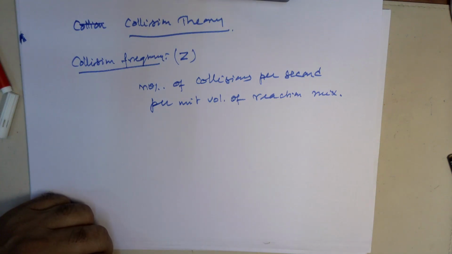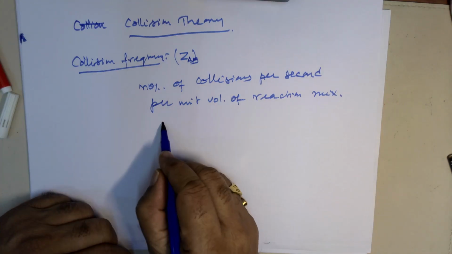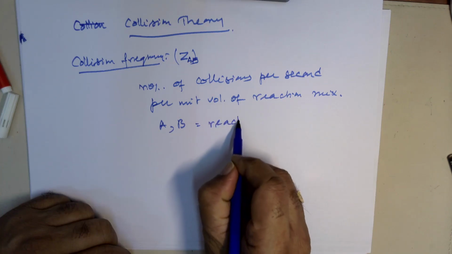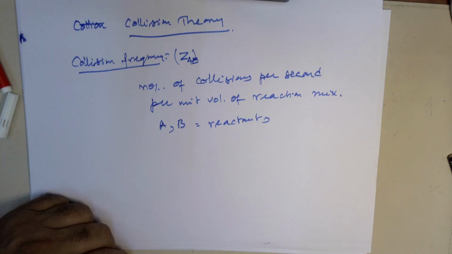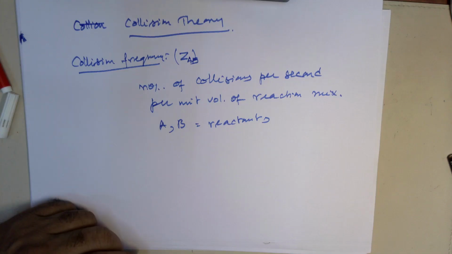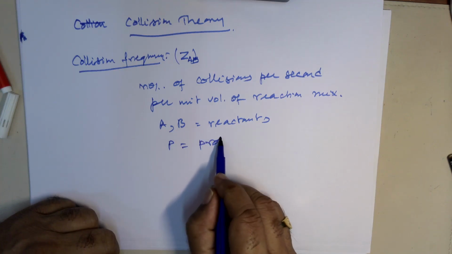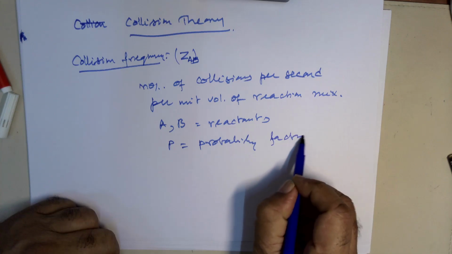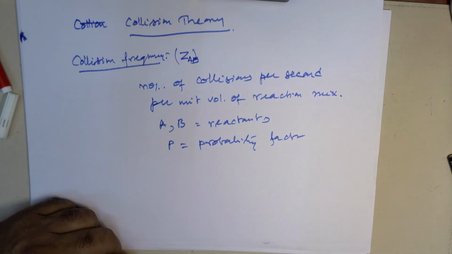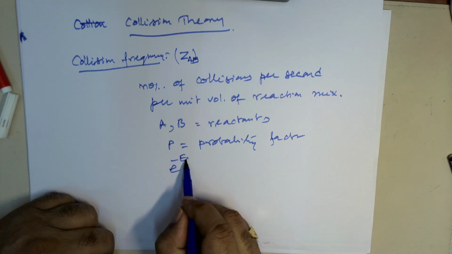Suppose let us consider two reactants A and B. You can put how many times these A and B collide with each other, so you can call it ZAB. Then you cannot take that all the collisions are fruitfully happening. So in that case, we have to find out the probability of collision also. So you have to introduce another factor that is called probability factor P. Take down, probability factor. And e power minus EA by RT.